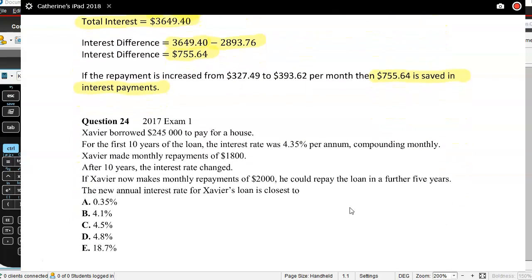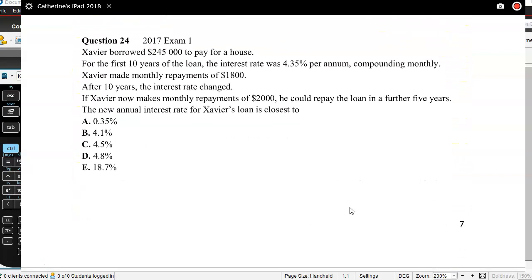Now I might pause it there and then come back to this changing conditions exam question.